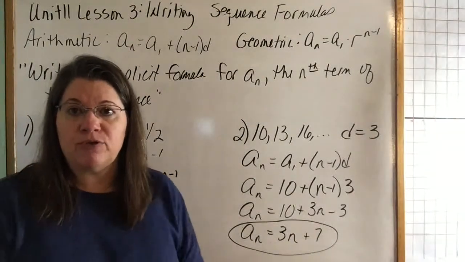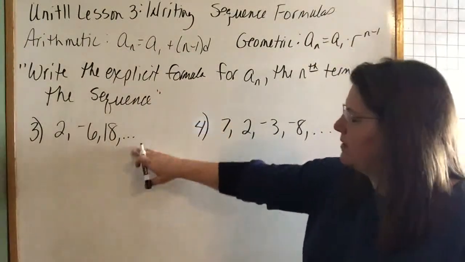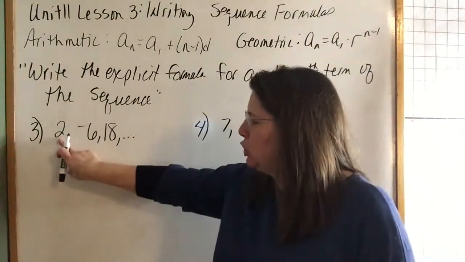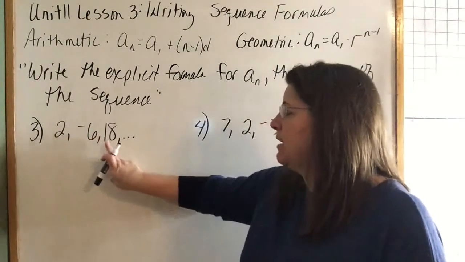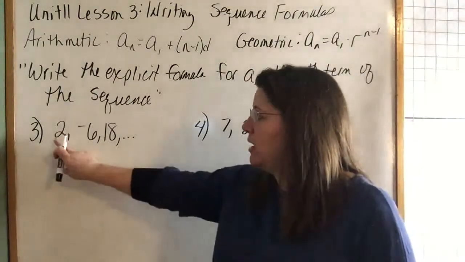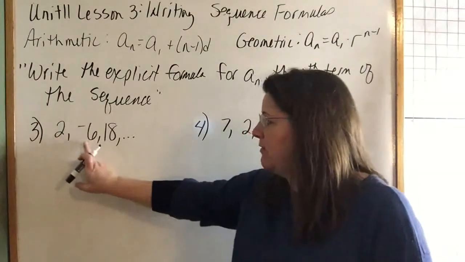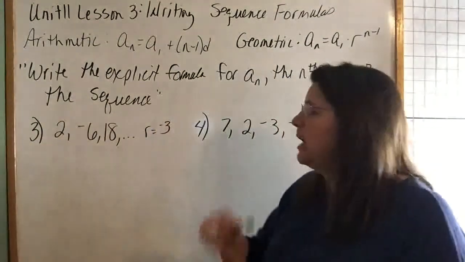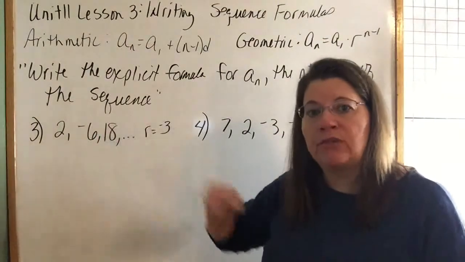In this example, they want us to write an explicit formula for a sub n. I have to determine if it's arithmetic or geometric. Looking at this, 2 minus 8 would give us -6. -6 minus 8 would give us -14. So we know it's not arithmetic. So it has to be geometric. So I'm going to take a term, -6, and divide by its previous term. So -6 divided by 2 is -3. So our R value is -3. And we can check that. Is -6 times -3 18? It is. So we know we've got the right R value.